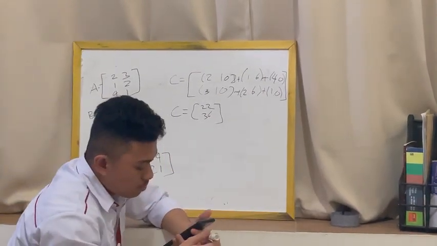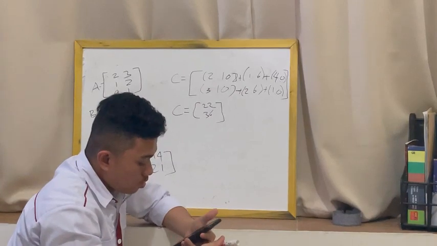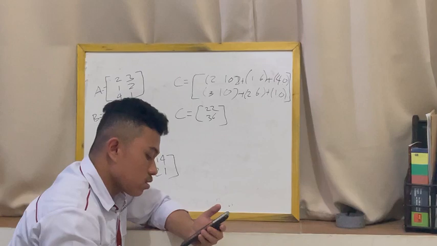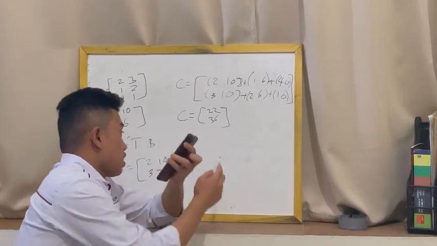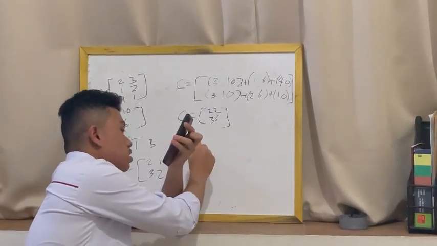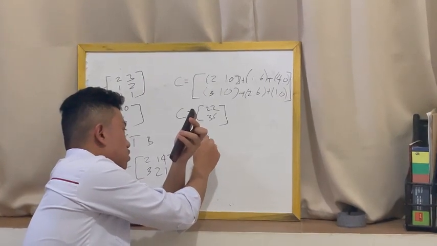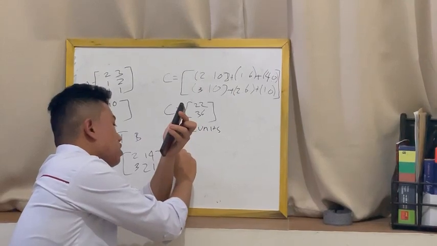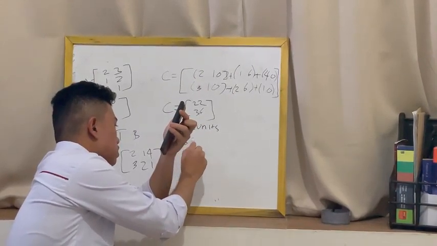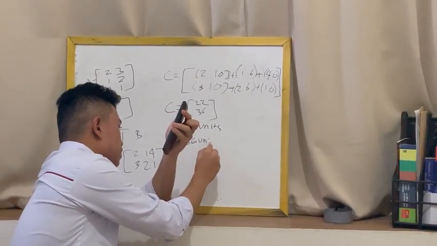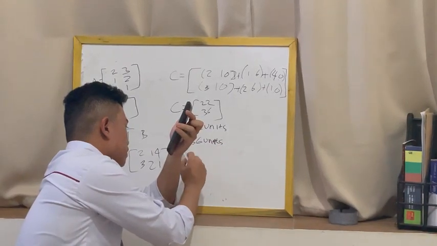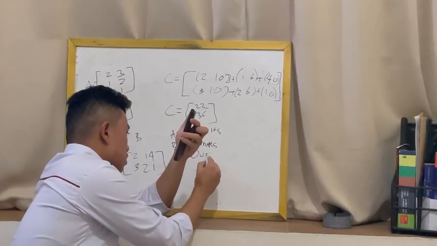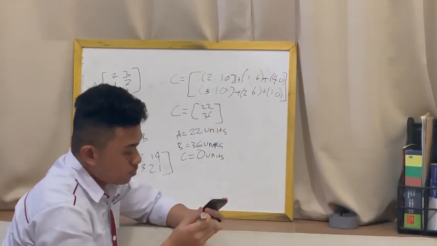Therefore the maximum number of units of each product that the company can produce without exceeding the available resource is: product A, 22 units, B, 36 units, and C is 0 units.